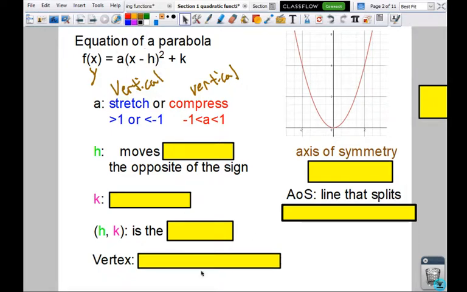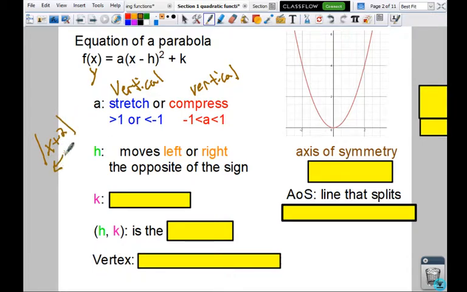My h is going to move my parabola left or right. But it is the opposite of what our sign is. So it's either going to go left or right, but it's the opposite. And we talked about this with absolute value. Technically, numbers can't move. So if you think back to a couple chapters ago, if I had the absolute value of x plus 2, I'm not going right 2, I'm actually going left 2. Same thing with parabolas. If I have a minus, I'm really going to the right. If I have a plus, I'm really going left.